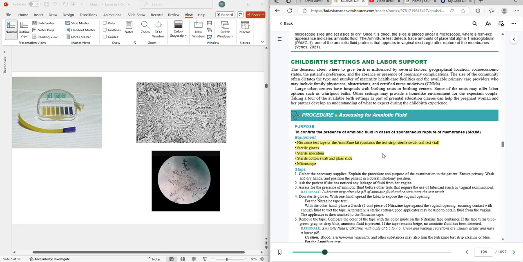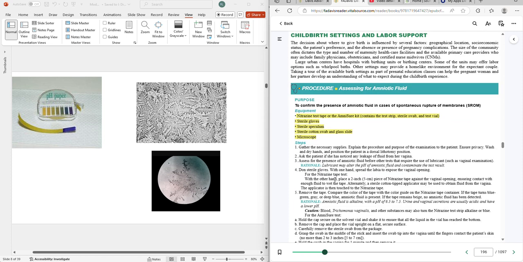The best tool I think to use is the microscope. They're hard to find on units now, but the ferning pattern is indicative of amniotic fluid. So you go in, you get a sample, put it on a glass slide, and you look under the microscope, and you'll see this ferning pattern, and it truly looks like a fern leaf.